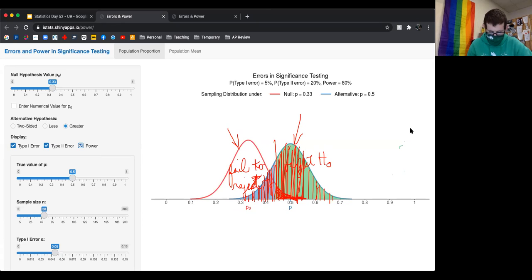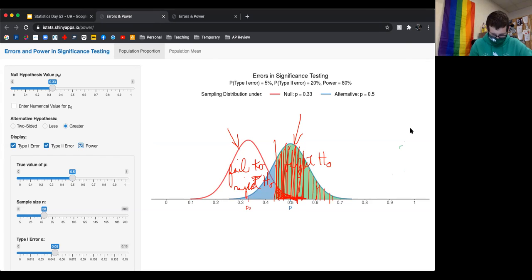Maybe I should have done that in a different color. Oh well. But how come failing to reject is incorrect? Because in this case, we actually know that the true population is greater than the null hypothesis. And this is all, again, hypothetical, because we're talking about hypothetically what a type 2 error would be, and hypothetically what the probability of it is, though it's hard to know in reality.